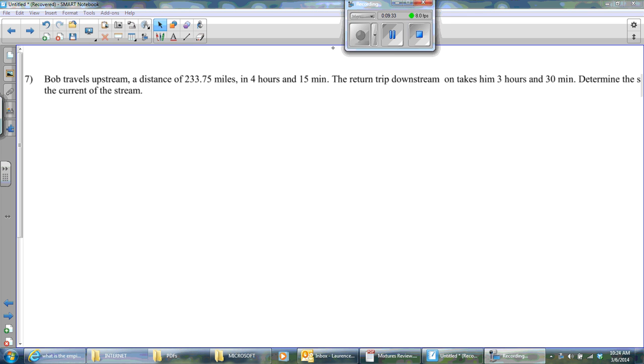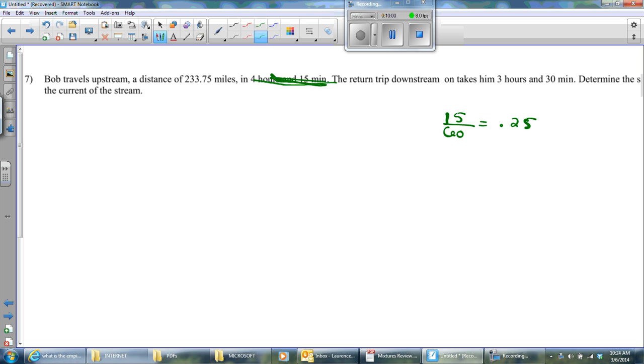Okay, so we have the problem here. Bob travels upstream a distance of 233.75 miles in 4 hours and 15 minutes. Hold the bus! I know I can't use 4 hours and 15 minutes in my calculations, so I'm going to figure out how many hours that is in a decimal. So I'm going to do 15. Now some of you might know this, but in case you don't, 15 over 60 is going to be 0.25. And then I'm going to cross this out, and I'm going to use 4.25 as my time.